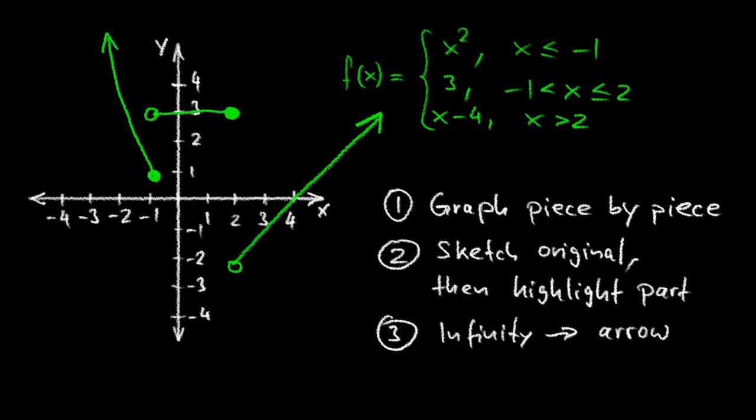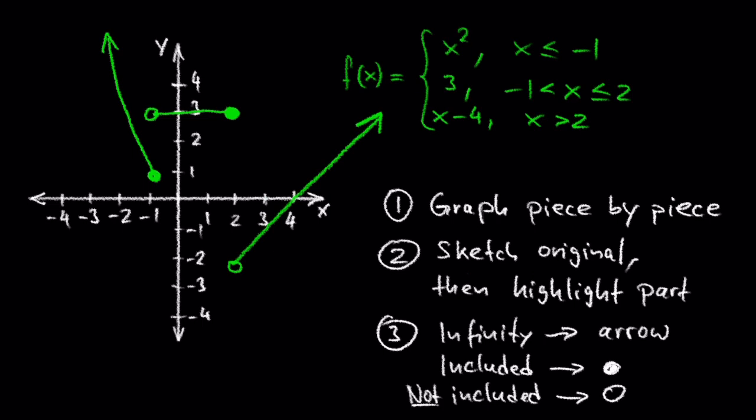If a number is included, we put a closed circle. And if a number is not included, we put an open circle. So don't get scared and overwhelmed when you see a piecewise function. Just do it step by step.